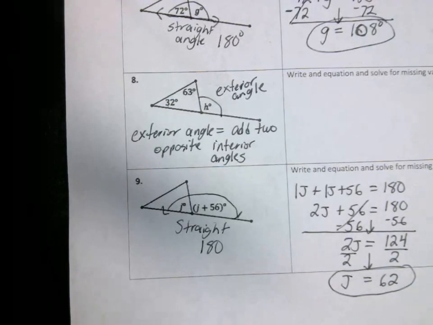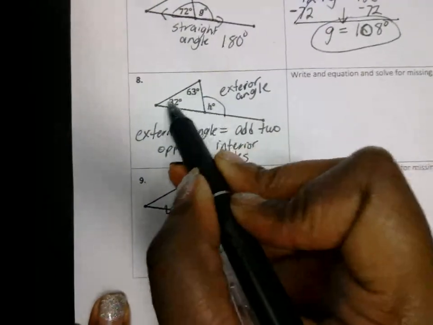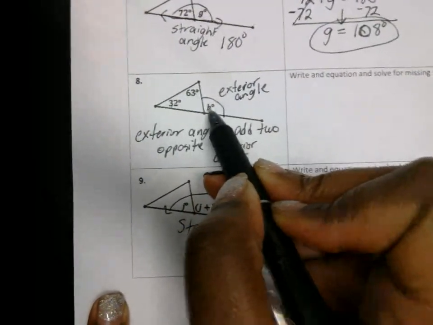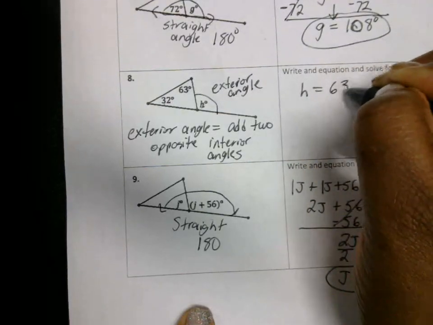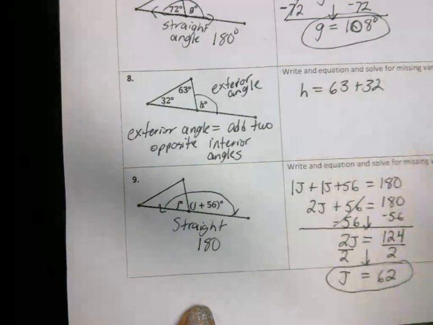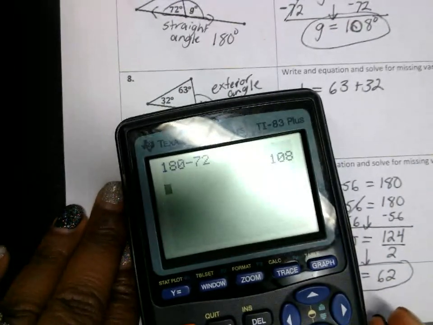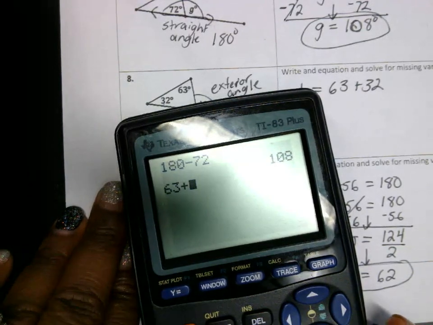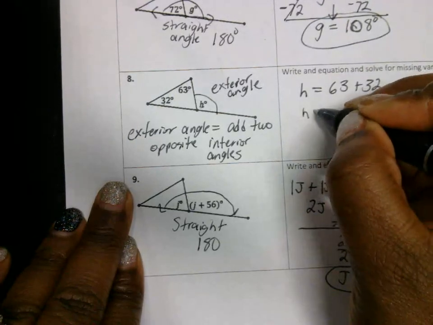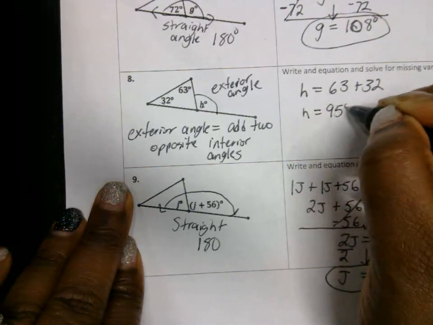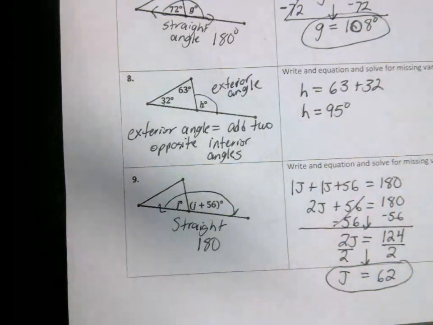All right, so that means that all you have to do is add these two angles together to give you this exterior angle. So H is going to be equal to 63 plus 32. What's 63 plus 32? 95. So H is 95 degrees. Okay, so if you know that fact, it's going to make work a lot easier for you, okay?